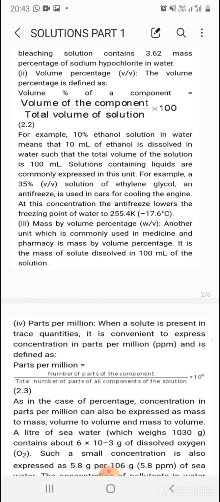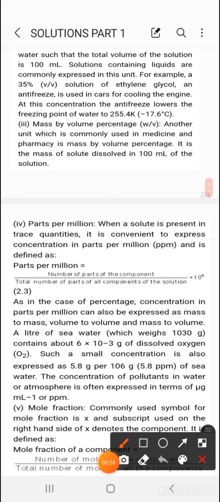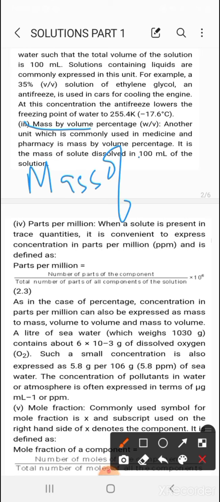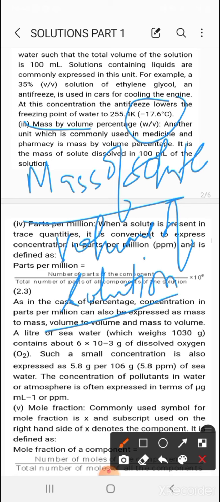Now next is the mass by volume. It is not a percentage basically, but we can also study it in the form of a percentage. For mass by volume you have to divide the mass of solute by the volume of solution. This is W by V. Mass of solute divided by volume of solution. So this is known as the strength.